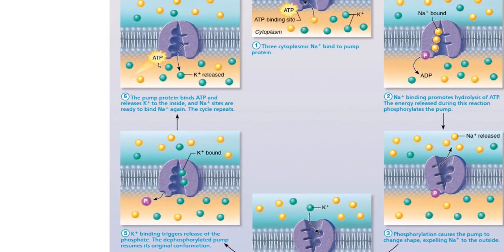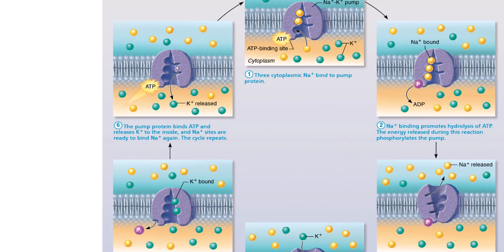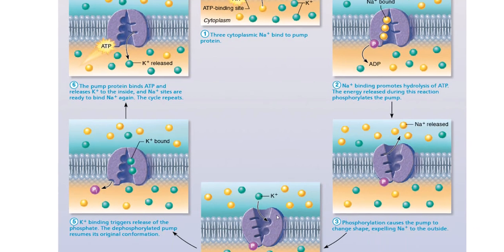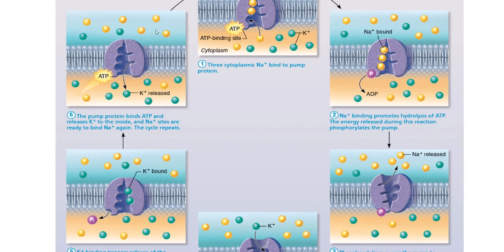Another molecule of ATP binds onto our little carrier protein, and it's ready to do it all over again and pump 3 sodium out and 2 potassium in against their concentration gradients. That keeps a very high concentration of sodium outside the cell and a very high concentration of potassium inside the cell, which is vital for the functioning of our nervous and muscle systems, as we'll see a little bit later in the semester. But pretty much every cell in your body has boatloads of these sodium-potassium pumps.